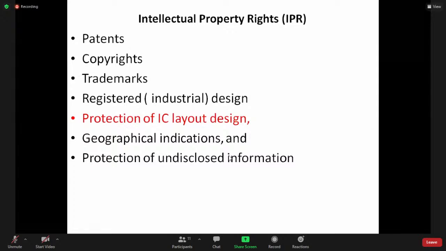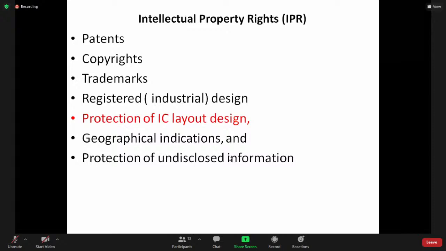In our country, we have these things which come under the IPR Acts, IPR rules, or whatever you may call them. These are patent, copyright, trademarks, and registered or industrial designs. And for you people, it is important to know about the protection of IC layout design, geographical indication, and protection of undisclosed information.